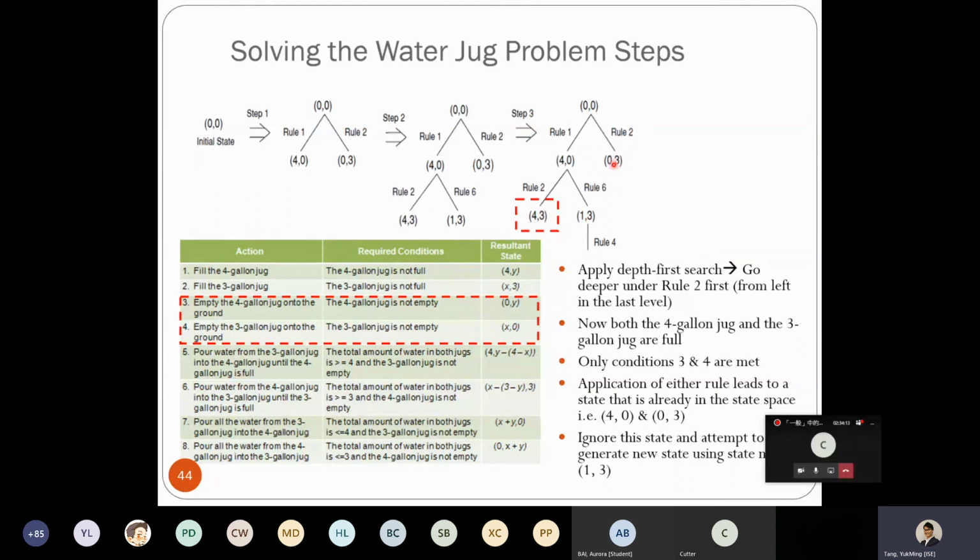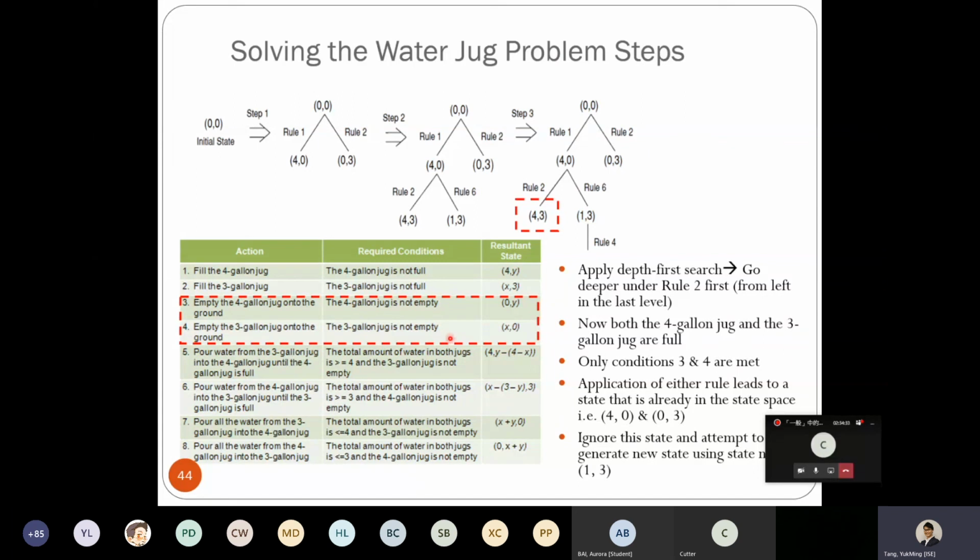That means you go back to this state. Okay, this is not our answer because it looks back to the original state, so we will not go further because it's not correct. Okay, because it is going back.